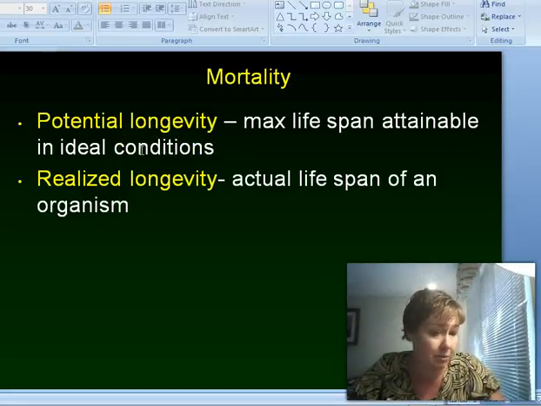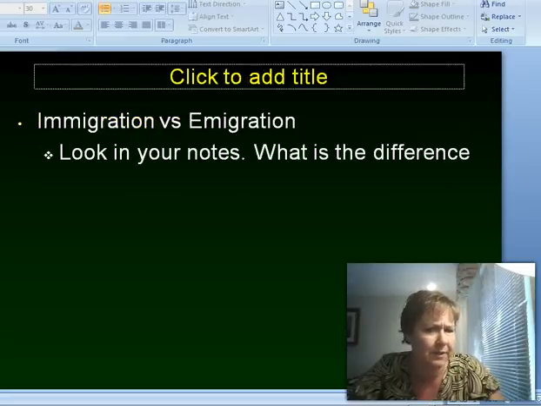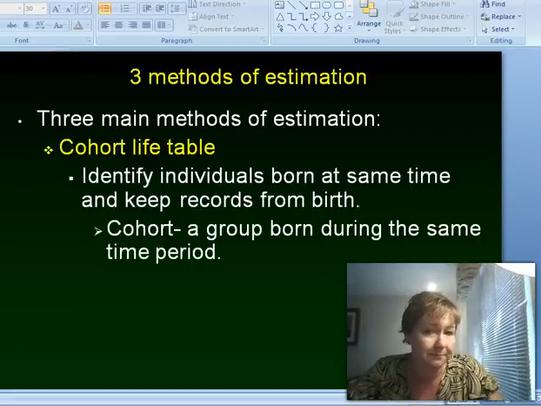You're probably not going to live to be 110. Realized longevity is the actual lifespan of an organism. So you could live to be 110. I think the average or actual realized longevity for humans is about 74 or something like that. Immigration versus emigration. You already have this, moving in or moving out, so we're not going to do it again.